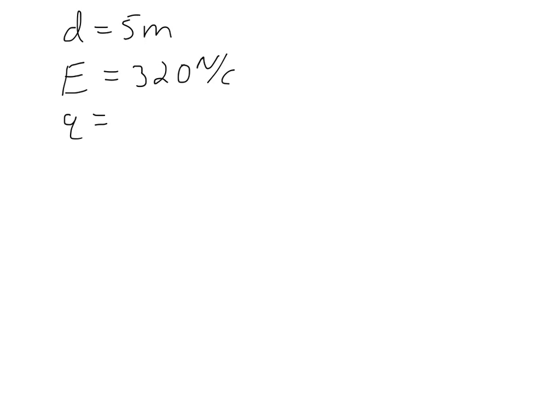Alright, we're going to do number 4 now. So this one says an electron moves 5 meters in the direction of an electric field of strength 320 newtons per coulomb. Determine the change in electric potential energy. So what we know here is the distance it's going to move is equal to 5 meters. The electric field strength is 320 newtons per coulomb. We also know the charge of 1 electron is 1.6 times 10 to the negative 19th coulombs. And we're looking for the change in electric potential energy.